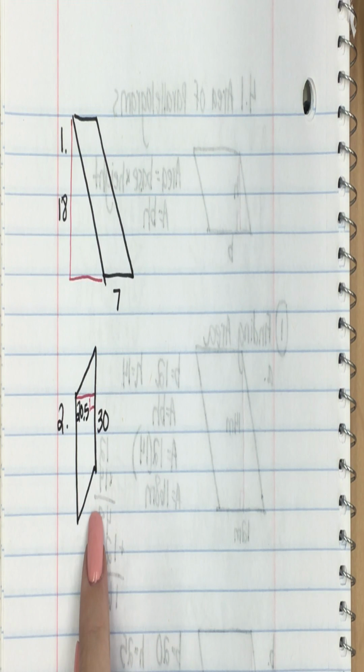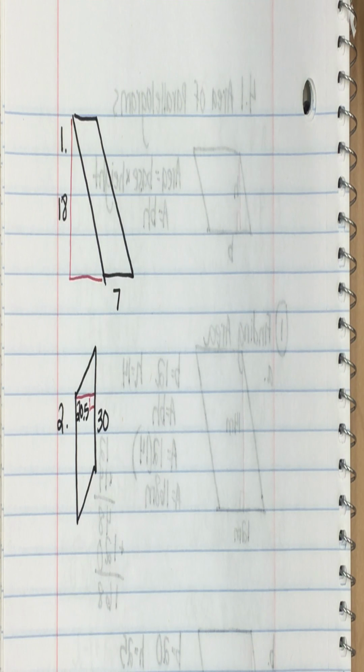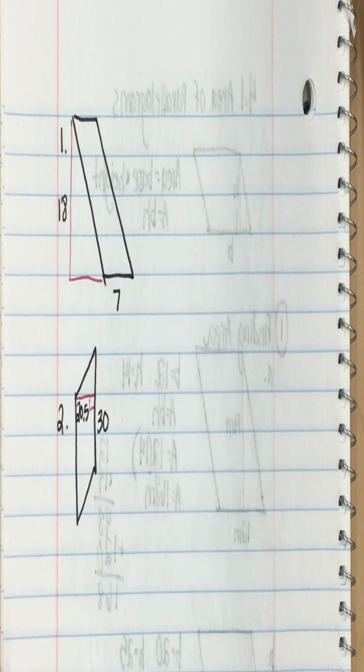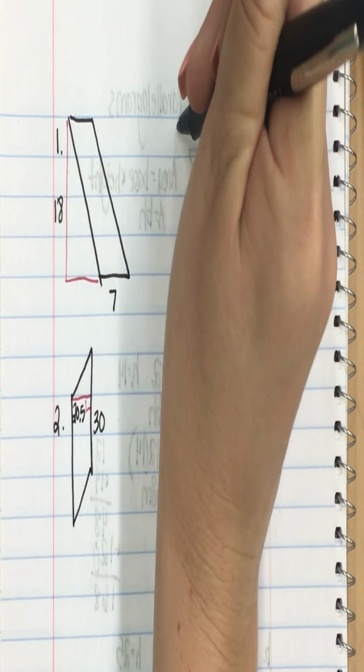Now for this one, keep in mind where the red line is. The red line will tell you your height, so then your other number would be your base. Okay, and your final one.